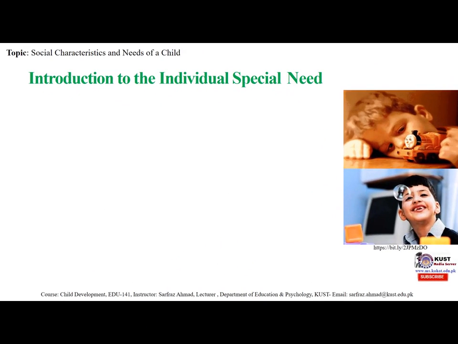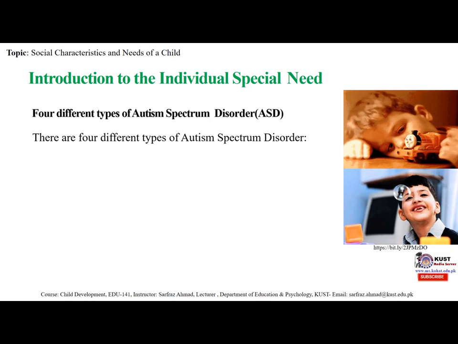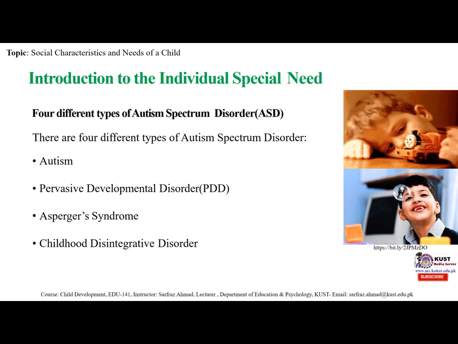Then, introduction to the individual special needs. The children also get special needs during certain stages. There are 4 different types of autism spectrum disorders, and what are those? Autism, pervasive developmental disorder, Asperger's syndrome, and childhood disintegrative disorder.